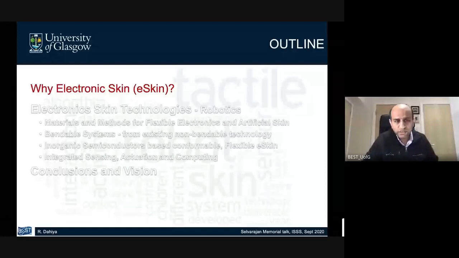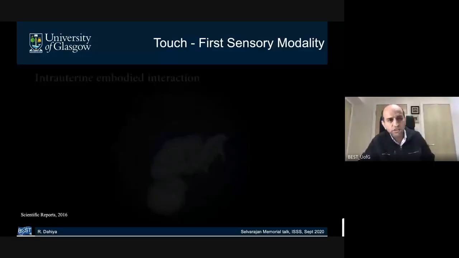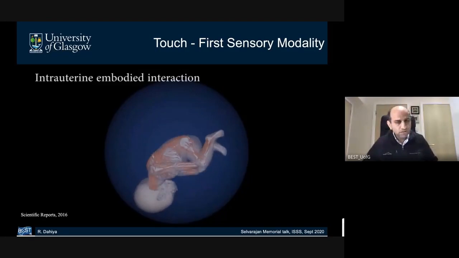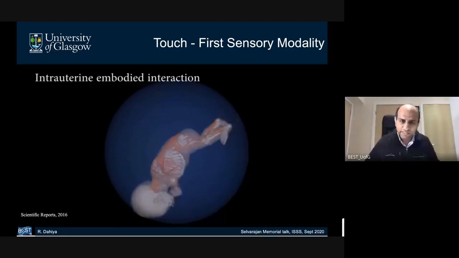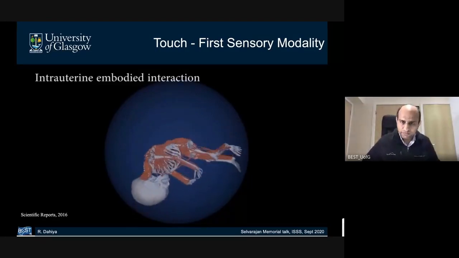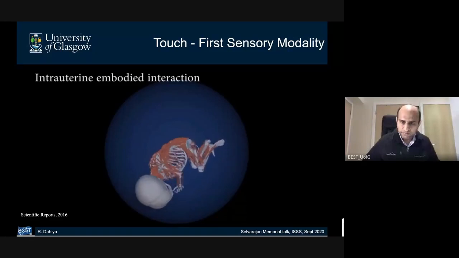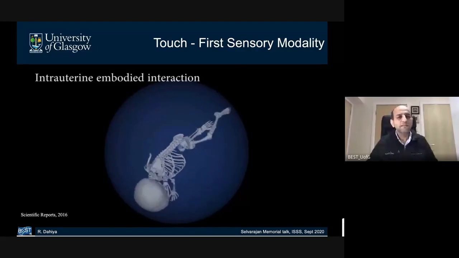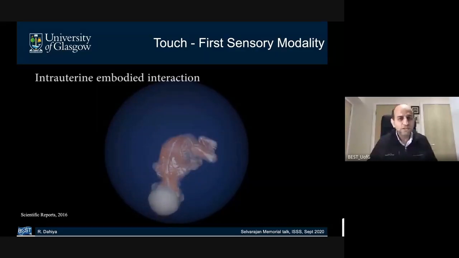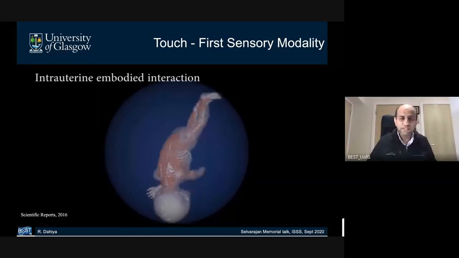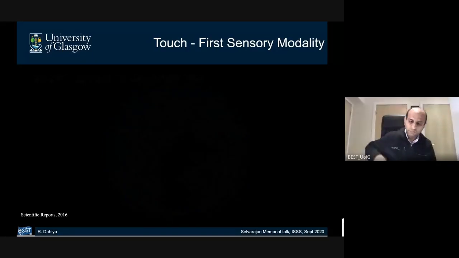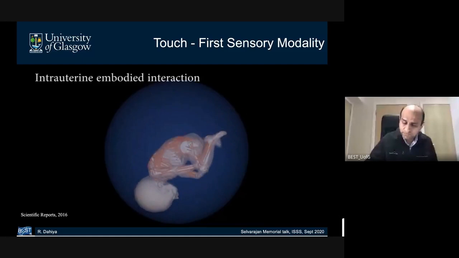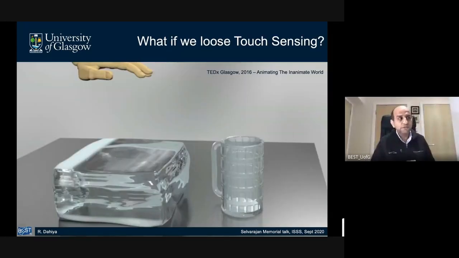So let's go to the first section of this talk: why electronic skin. This video highlights the importance of touch sensing even before we see the world. In the womb itself, the only sensory modality that is available is the sense of touch. And through the sense of touch, there's a huge interaction taking place with the mother. That itself highlights the importance of the sense of touch.